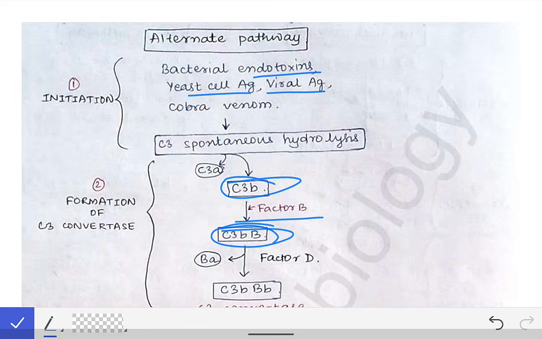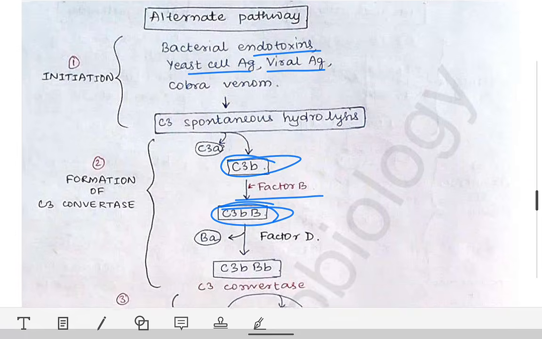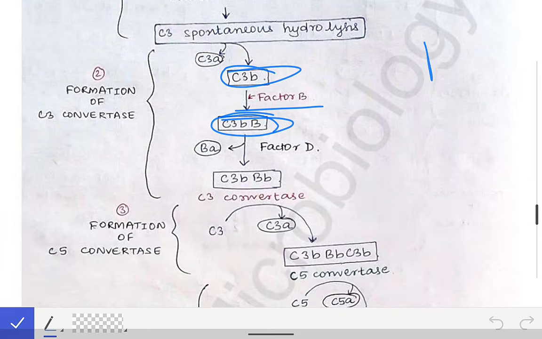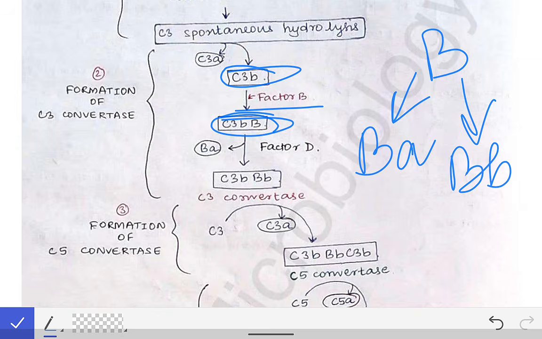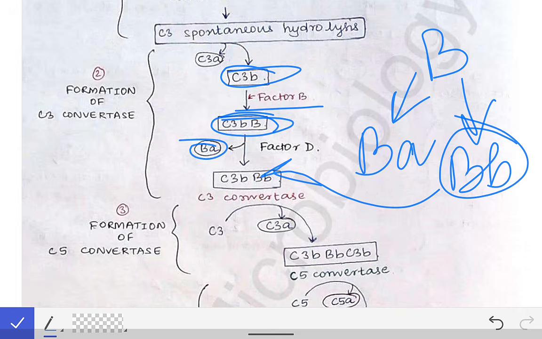After that, in the presence of factor D, the factor B gets broken down into a smaller fragment Ba and a larger fragment Bb. So this larger Bb fragment gets involved in the formation of the C3 convertase, while the smaller fragment gets out and gets involved in some other functions. So here what we get is the C3 convertase as C3b and Bb. This is our C3 convertase, and this is the second step of the complement activation.